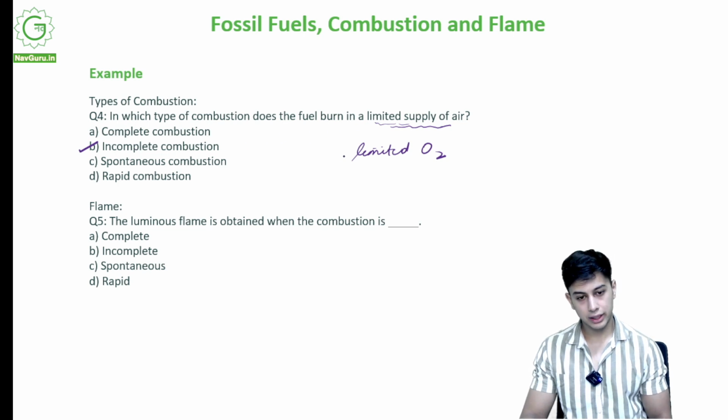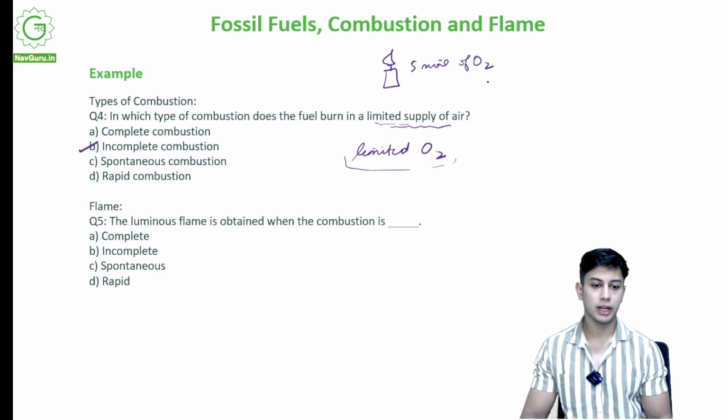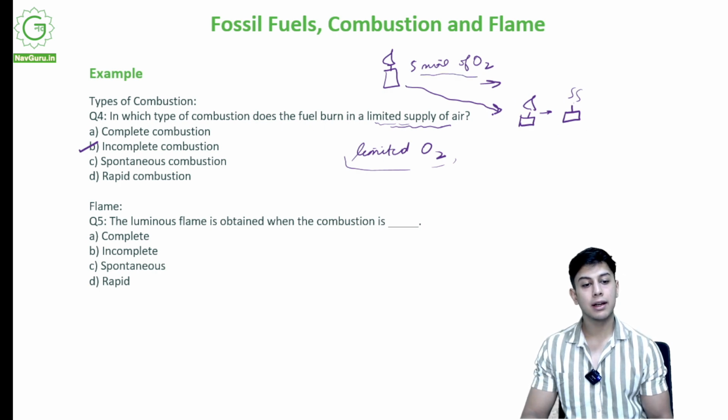Okay, if there is limited oxygen, suppose I have a candle, right? Okay, I give it only 5 minutes of oxygen. Alright, so it will burn till around this much, but after 5 minutes there will be no oxygen, so half of it will be burned and half of it will be left. Okay, there was limited oxygen. This is incomplete combustion. And what is released in incomplete combustion? Carbon monoxide, CO.